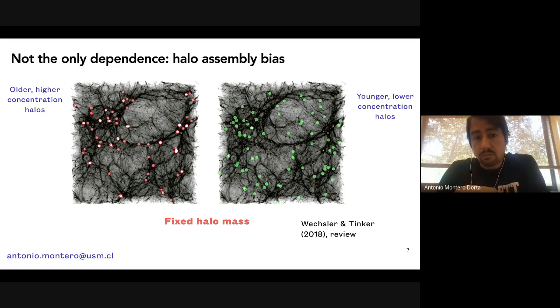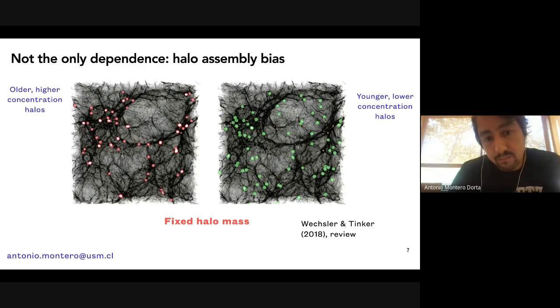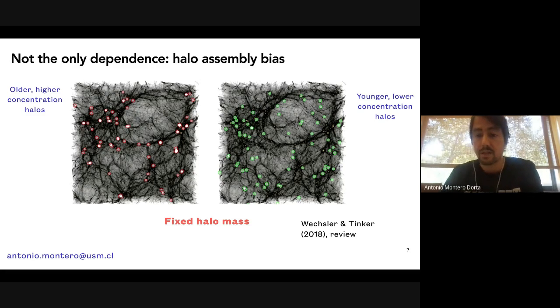These are halos at the same mass. On the left-hand side, you have older, higher concentration halos. On the right-hand side, you have younger, lower concentration halos. And of course, if you put some faith in it, you can see that the clustering properties of them are different, right? At this fixed halo mass, the left-hand objects trace the underlying matter density field better as compared to the right-hand objects.